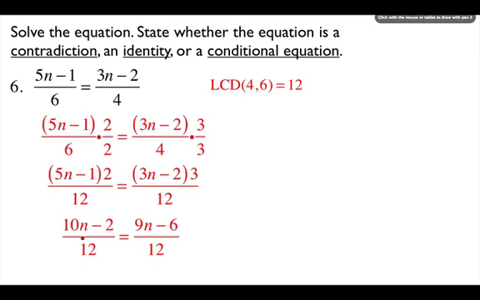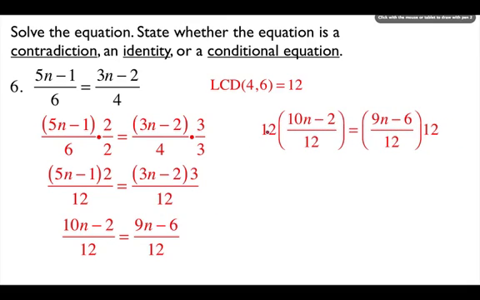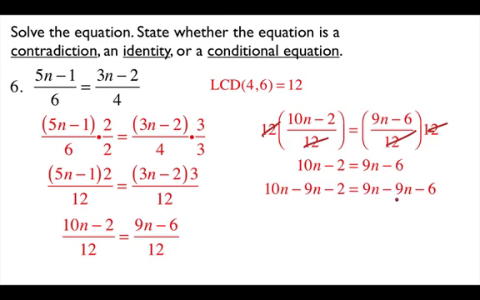So what am I going to do to undo that division of 12 is to multiply both sides by 12. Once I do that, this goes away, and I'm left with just the numerators. And I basically undo this equation. It looks like they added 9 here, 9n, so I'm going to take away 9n on both sides. So this gets rid of that, equals negative 6 on the right hand side. 10n minus 9n is n.